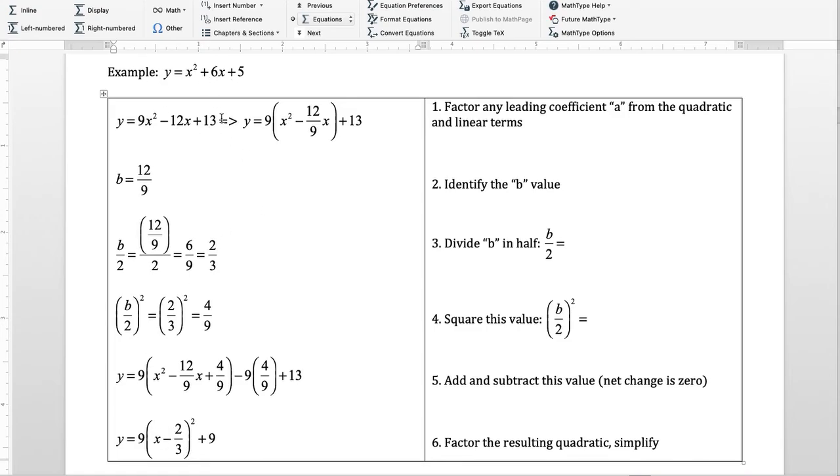We've taken it from standard form and we've turned it into vertex form. So we have a way of manipulating an equation, working through it.